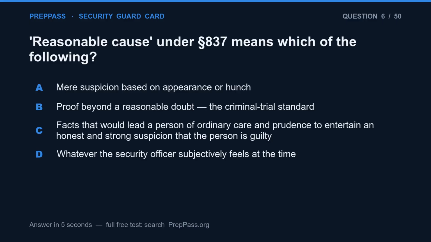Question 6. Reasonable cause under Section 837 means which of the following? A. Mere suspicion based on appearance or hunch. B. A proof beyond a reasonable doubt, the criminal trial standard. C. Facts that would lead a person of ordinary care and prudence to entertain an honest and strong suspicion that the person is guilty. D. Whatever the security officer subjectively feels at the time.